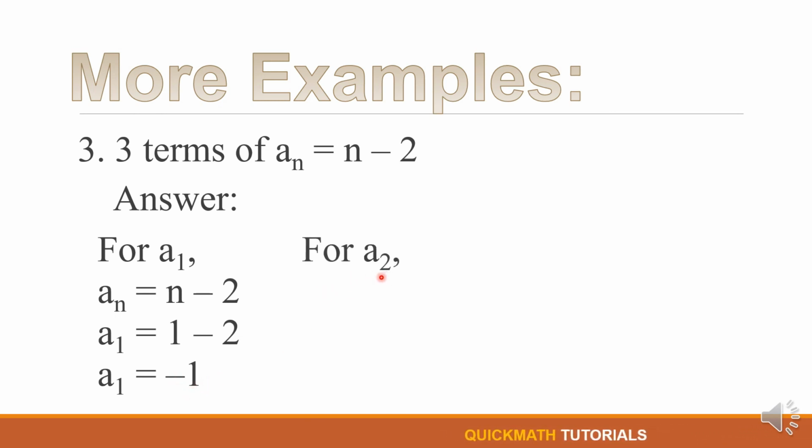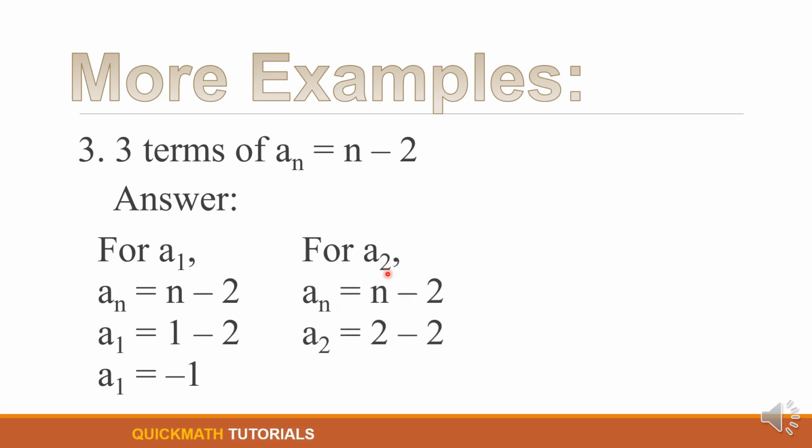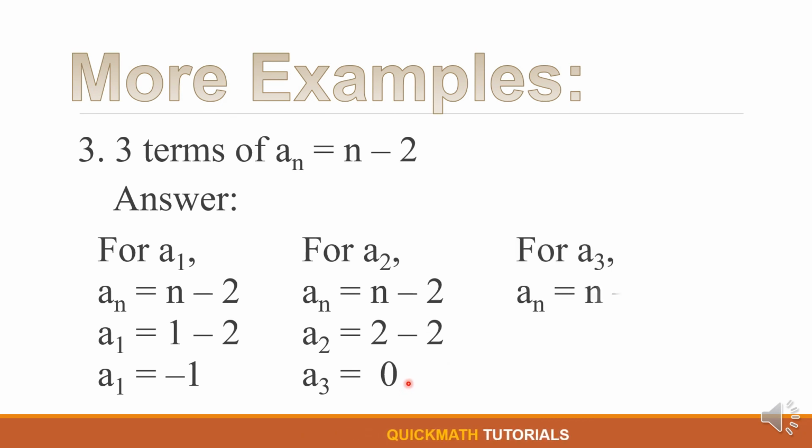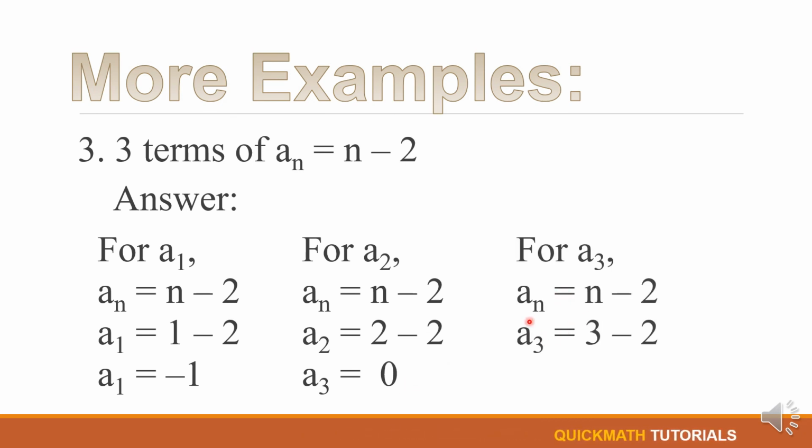For our second term or a sub 2, we will substitute n by 2. So we have a sub 2 is equal to 2 minus 2. And 2 minus 2 is 0. And for our third term, we will substitute n by 3. We have a sub 3 is equal to 3 minus 2. And 3 minus 2 is equal to 1. Therefore, the first three terms of a sub n is equal to n minus 2 are negative 1, 0, and 1.